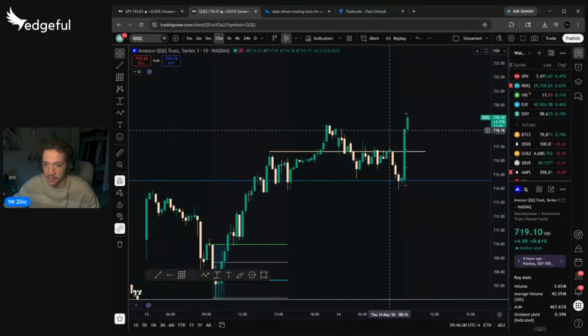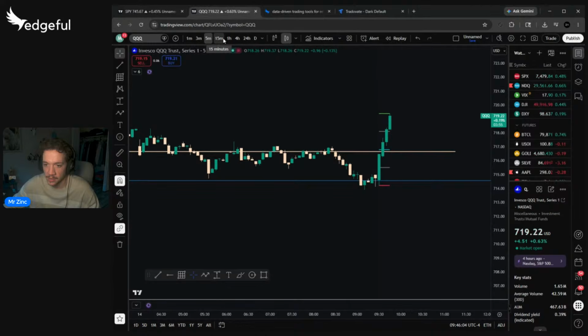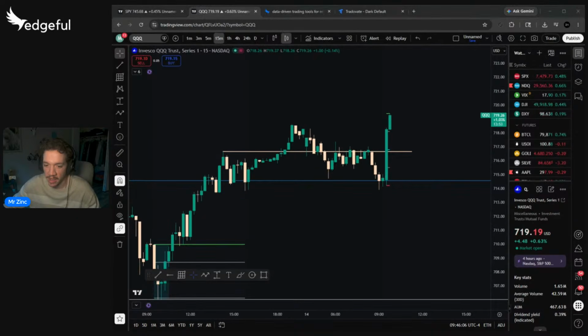Algo just took profit. Yeah, that was a crazy 5-minute move on the algo. The 5-minute ORB algo just made a bag and a half. Very nice. 720 is coming in.